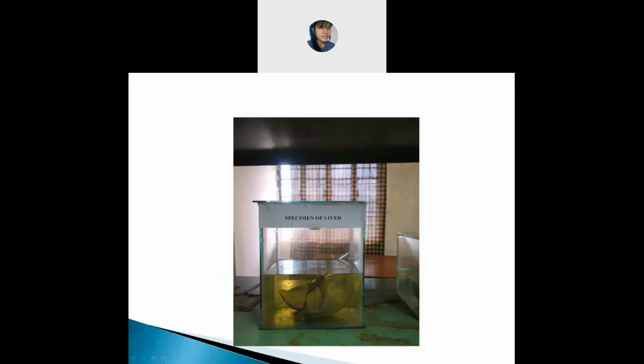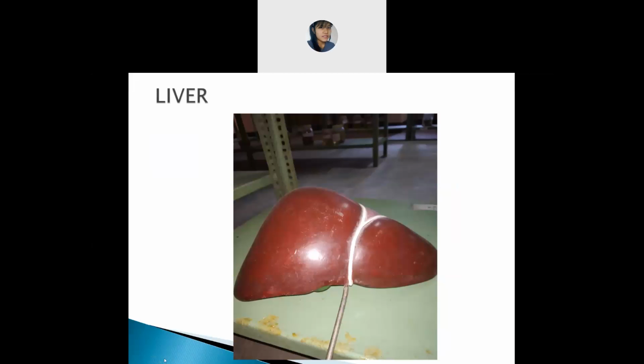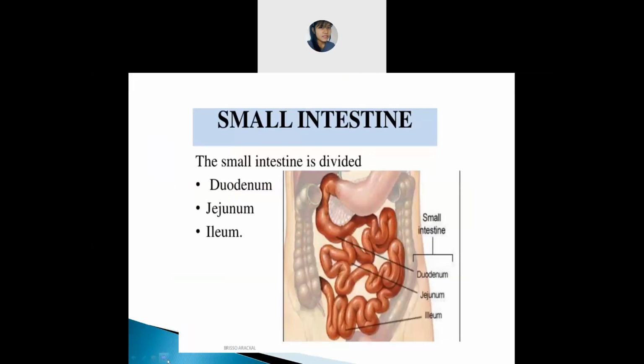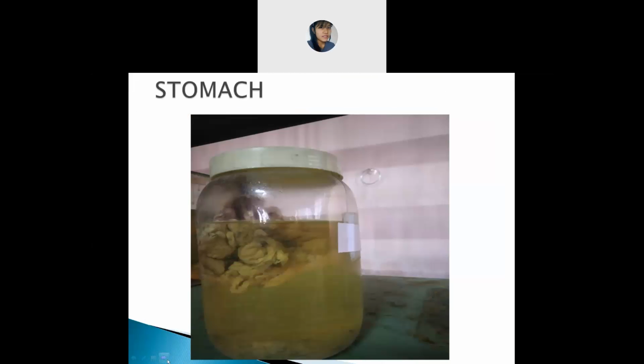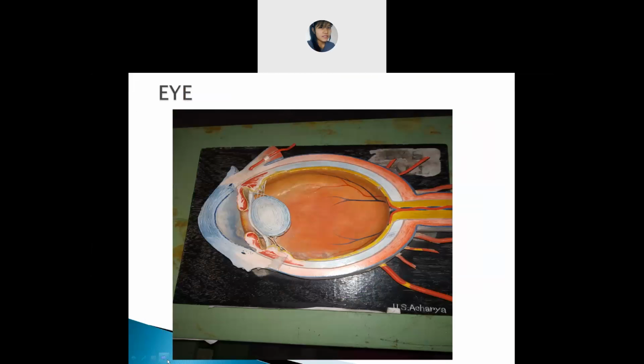So this is the first specimen. Third is this. Fourth is this. Fifth is this. Sixth, seventh, eighth, ninth. These are the 10 specimens. So any one of you has to say something about these.